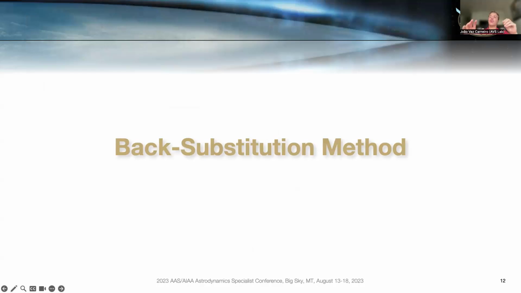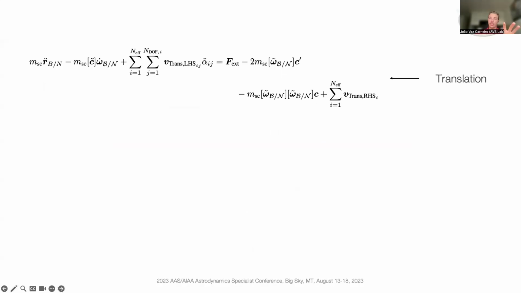And so the back substitution method is just a way of writing dynamics to get that modularity. So for the translation equations of motion, as you can see on the left-hand side, we put all the explicit second order time derivatives. So that would be the linear acceleration r double dot bn, the angular acceleration omega dot bn, and then we have this big summation on the effectors and on the degrees of freedom on alpha double dot ij. Those are the degrees of freedom associated with each of the angles, right? On the right side, for the translation, we have forces and we have transport theorem terms.